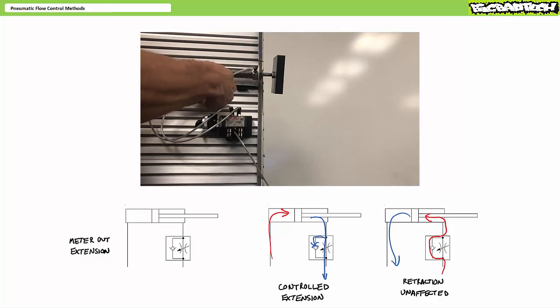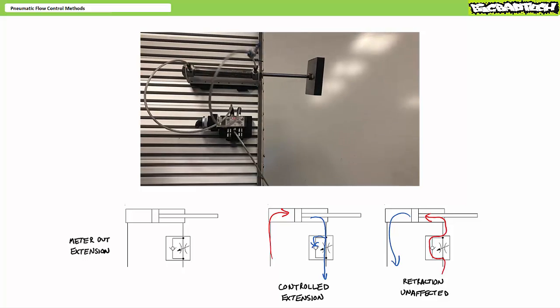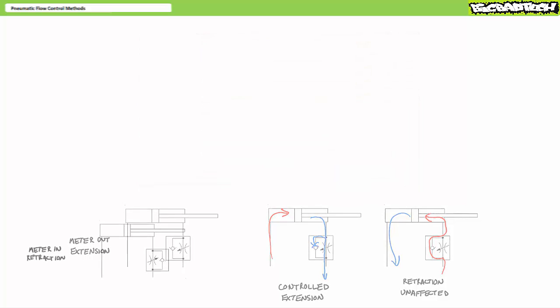After a bit of fiddling with this, a technician can dial extension speed into a desired range. As previously, you'll note retraction speed remained unaffected using a meter-out extension configuration, since the check valve bypass ensures air entering the rod end during retraction is unimpeded. Let's now take a look at meter-in retraction.